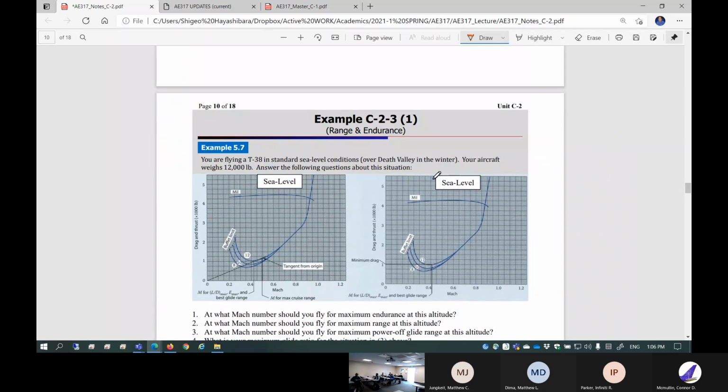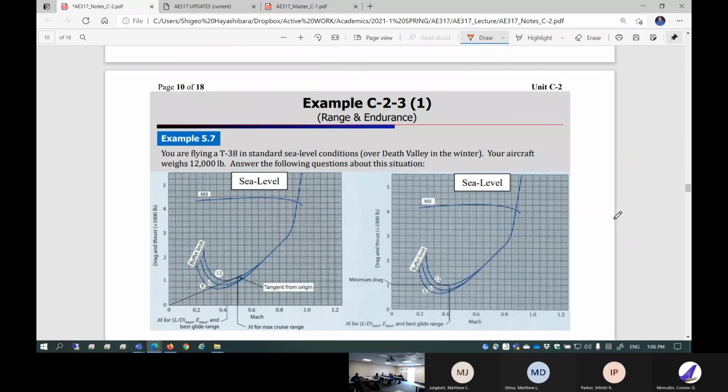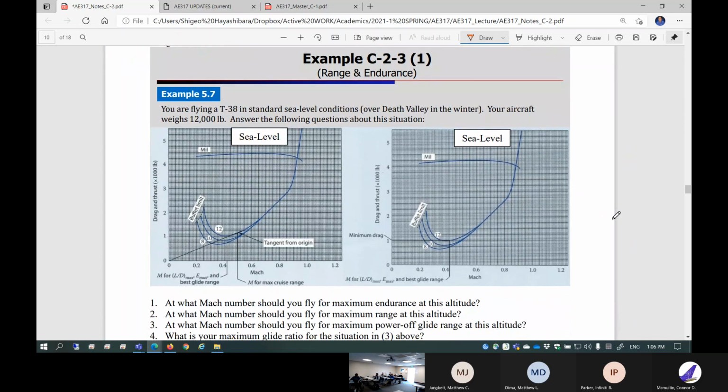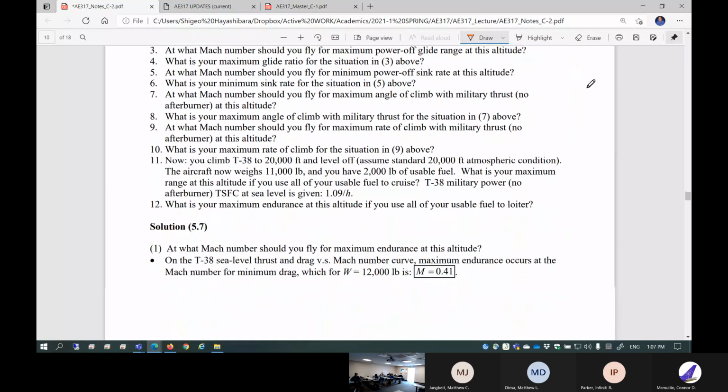So this is the real data. Okay. This is flying T-38 real data. This is the T-38 trainer in standard sea level conditions. Your aircraft weighs 12,000 pounds. In other words, 12,000 pounds means you have to pick up this data. Okay. This is the 12,000 pounds data. All right. Buffet limit is where your airplane stalls out right here. This MIL means no afterburner, military power. Okay. Your aircraft weighs 12,000 pounds. You are going to answer the following 12 questions.